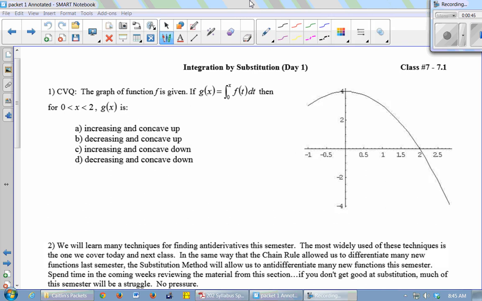What is FTC part 2? That defines this to be an antiderivative of f. Okay, so now we know g of x is an antiderivative of f. So let's think about g of x. Which of these? Increasing concave up, decreasing concave up, increasing concave down, decreasing concave down.